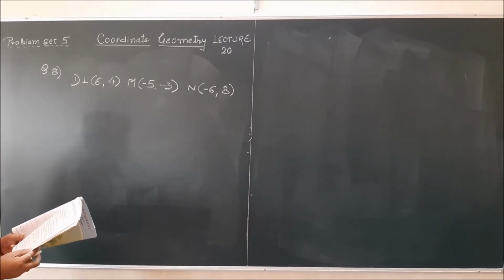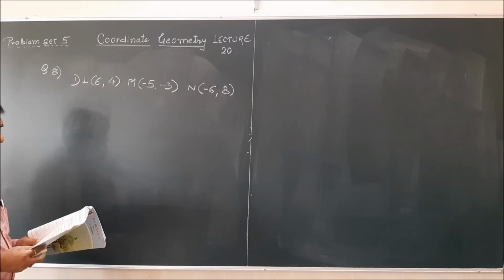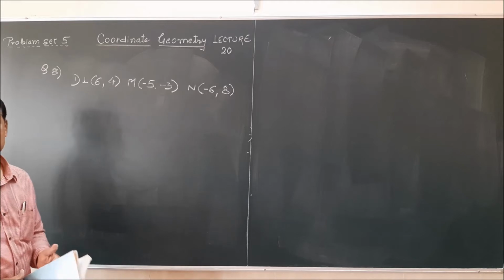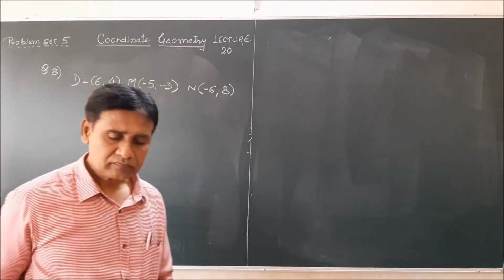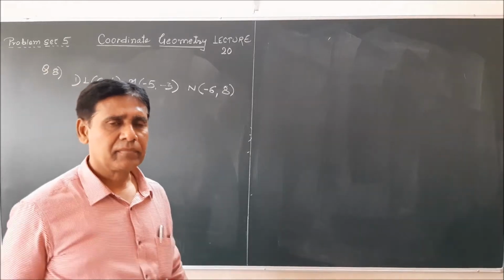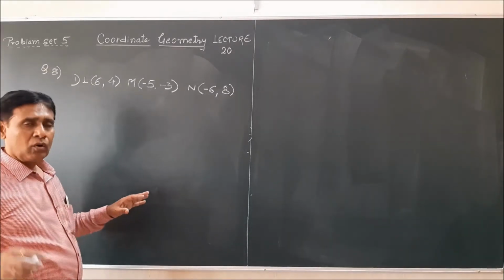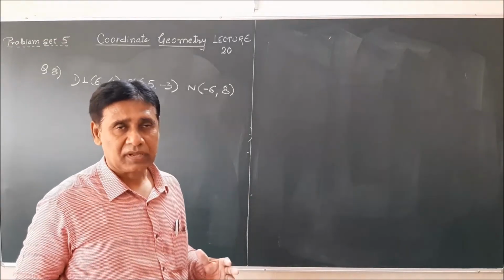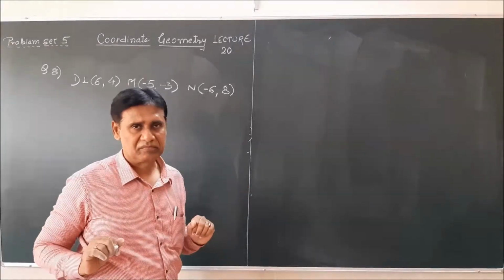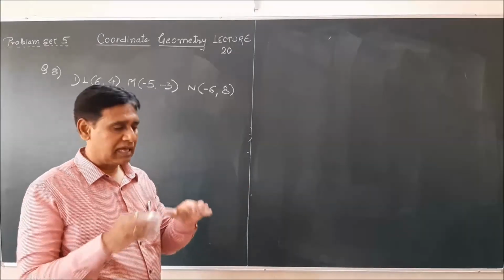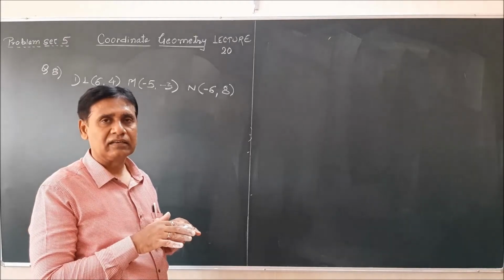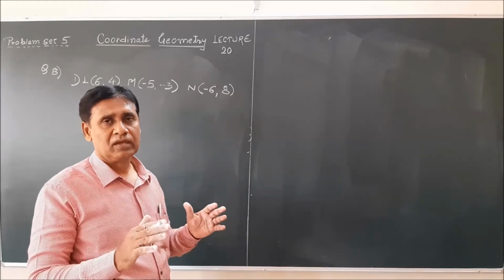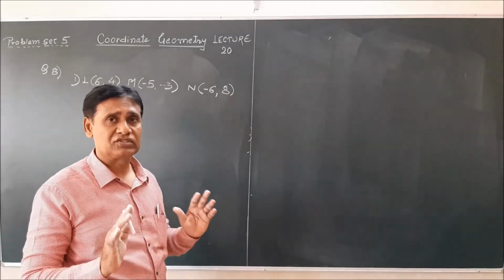The question is, we have to decide whether these are the vertices of a triangle or not. Now we have studied already that the sides of a triangle are going to intersect with each other. That means their slopes are not the same. This is a very important concept to understand, that the sides of a triangle are not going to be parallel to each other. So their slopes must be different.